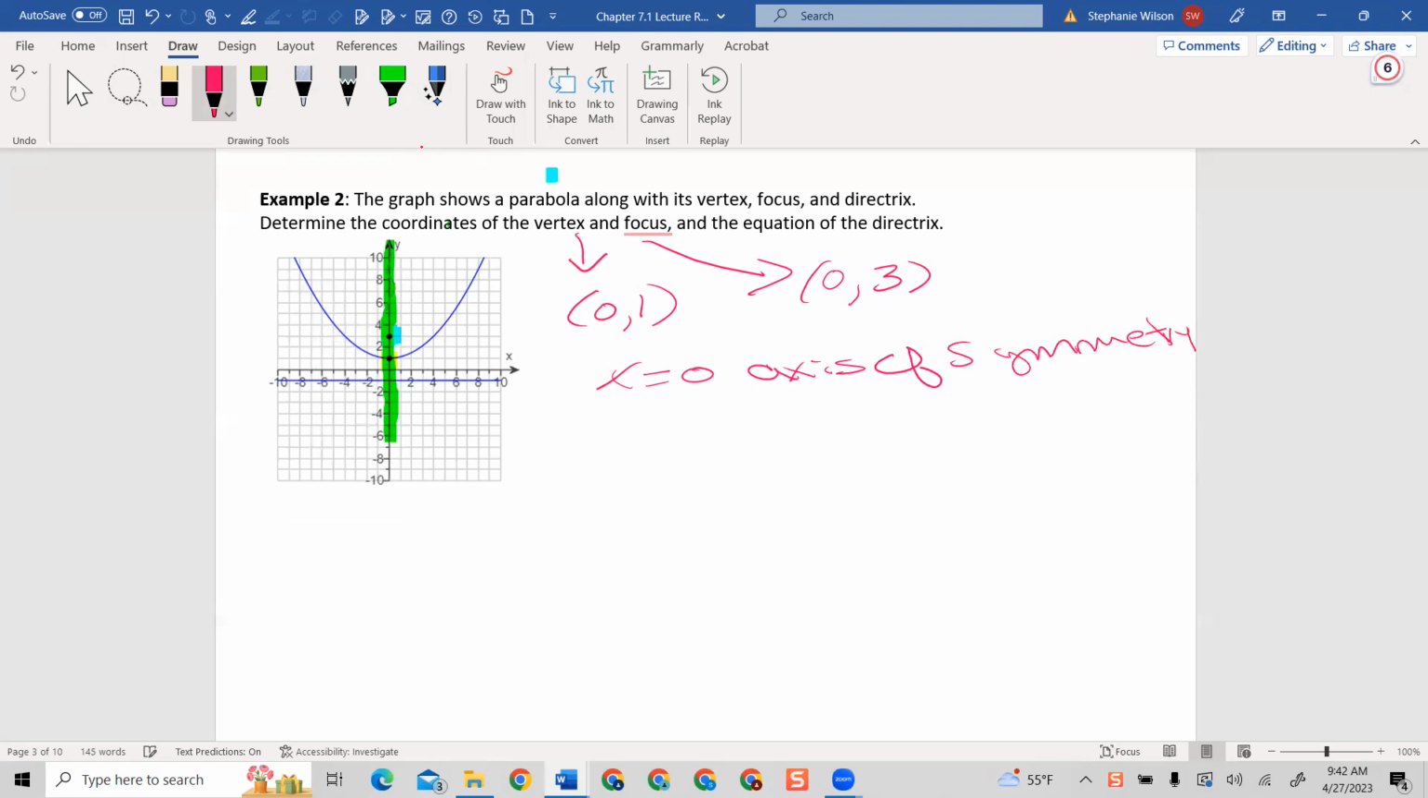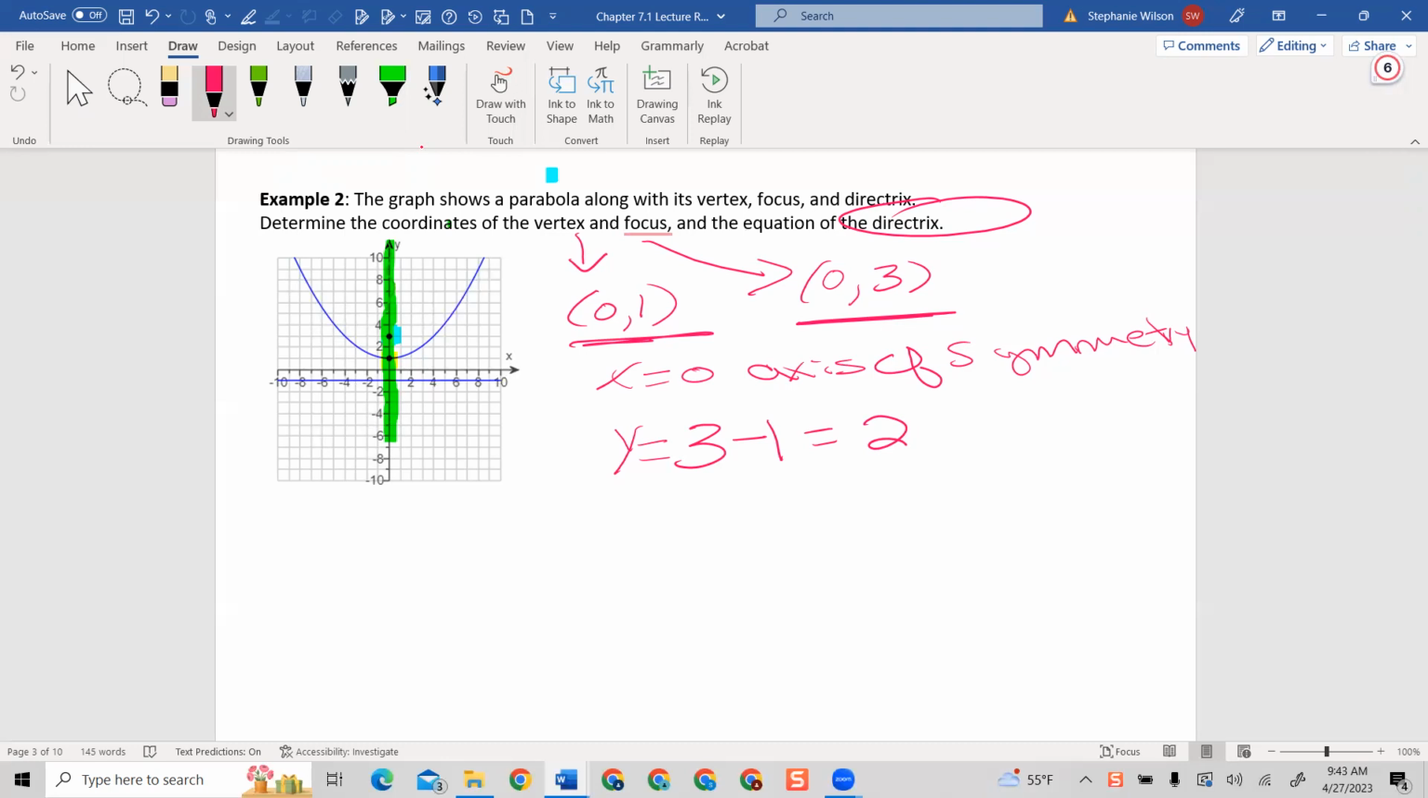Okay. Now, let's figure out what our directrix is. Our directrix is going to be the y value in this case, right? It's going to be at the distance. So what I want to do is I notice I have the focal point here, right? And I have the vertex, and I need to figure out the distance between them. So I'm going to take, and we're solving the y value, right? So I got 3 minus 1, which gives me 2. So I know that in this case here it's 2, right? Because it is 2 units away from it.